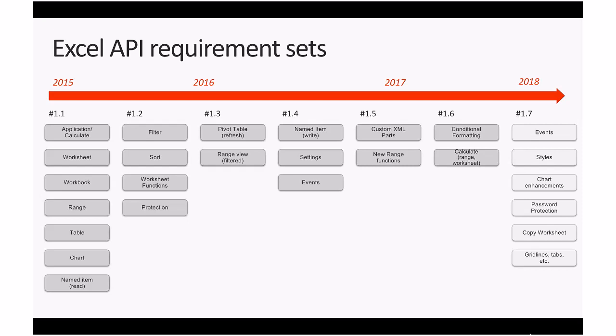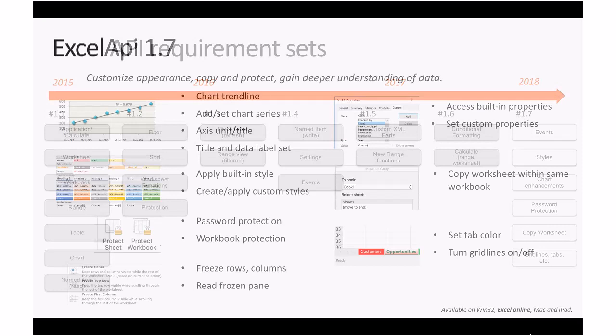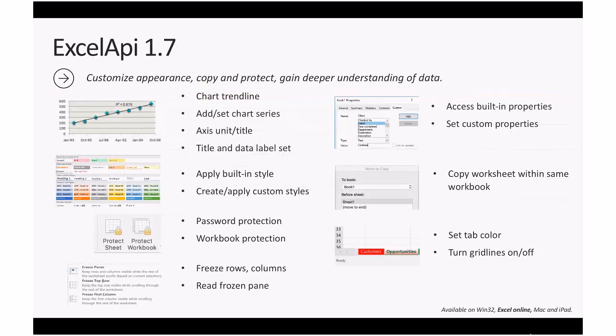So I'm going to go into the individual feature sets that make up the 1.7 release. And we really focus more around, how do we help our developers customize the appearance? You might be creating a set of reports or charts to help visualize the data. So how can we make it more customizable and give you finer level controls, not just with charts, but also with other range-related functionality?